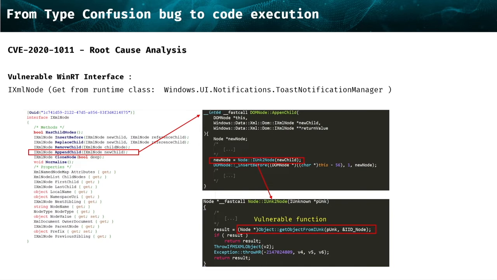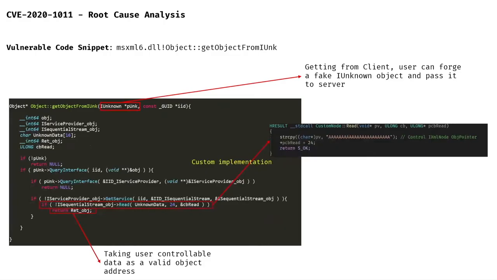After some reverse engineering of the interface, we found a type confusion bug. This bug exists in the interface function AppendChild. This function takes a user-controllable IXmlNode object as an input parameter. This function will call NodeFromIXmlNode to get a node object from your input object. NodeFromIXmlNode will then call ObjectGetObjectFromIXmlNode. Let's have a look at the implementation.